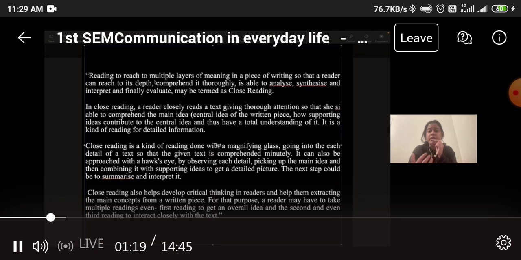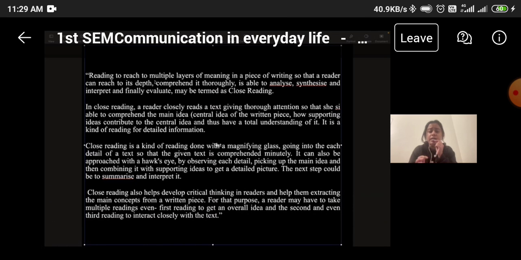When we read, we are giving the text our attention so that we are able to understand the main idea, and not just the main idea but also the minor ideas, the supporting ideas which contribute to that main idea. So the major component, which is the central idea of the text, and the minor component, which is the supporting idea of the text, contribute to our total understanding of it.